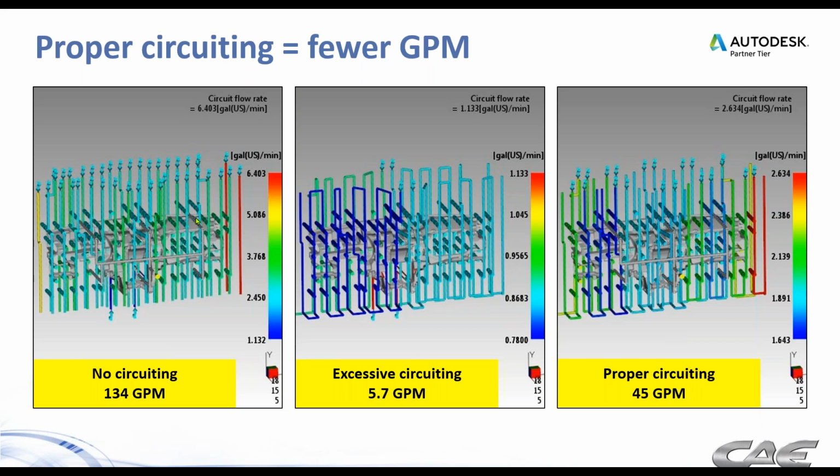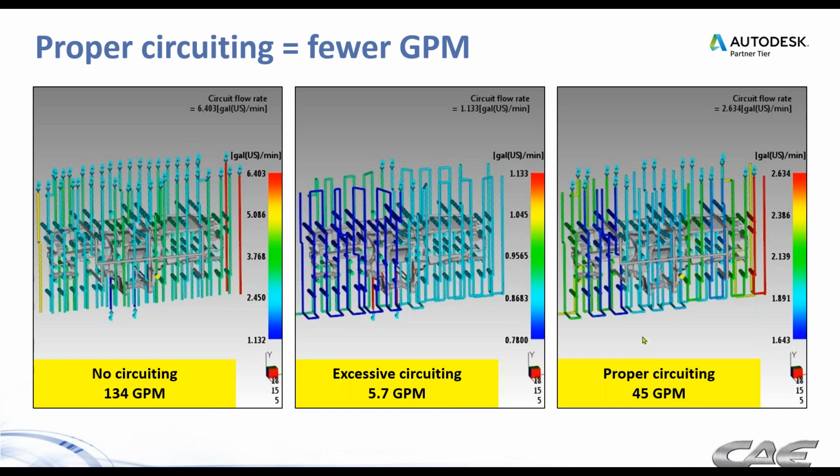So when we look at the number of GPM each requires, this is where we get into trouble, right? If you want perfectly uniform cooling, less than a 1-degree temperature rise, it's going to cost you 134 GPM. You may or may not have that many GPM available to you. Most people don't. Again, going to the other side of the spectrum, excessive circuiting is great. It doesn't require a whole lot of GPM. Pretty much anybody can put 5.7 GPM in a mold, but that leads to the temperature issue.